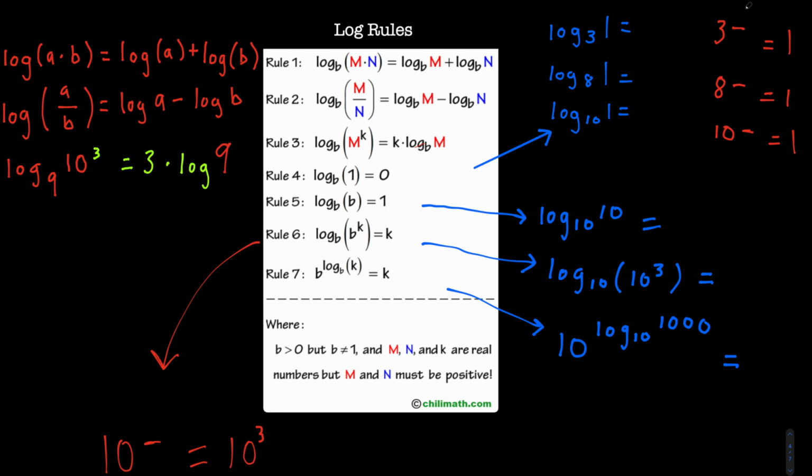So if I said log base 3 of 1, well, what power do you have to raise 3 to be able to get to 1? The answer is 0, so this is 0. What power do you have to raise 8 to be able to get to 1? Again, the answer is 0. What power do you have to raise 10 to be able to get to 1? The answer is 0, because 10 to the 0 is equal to 1. So as we can see just by looking at the exponents.